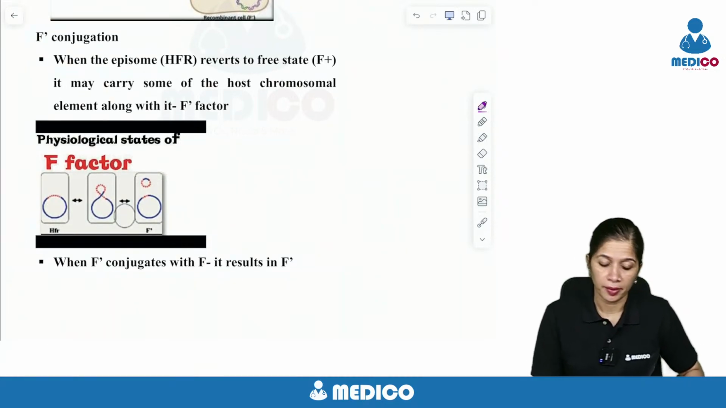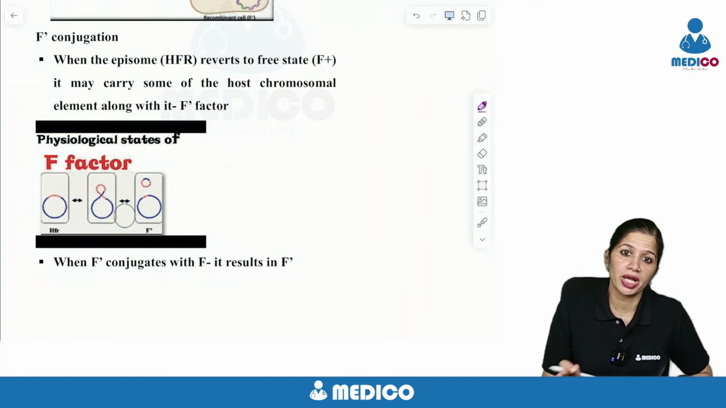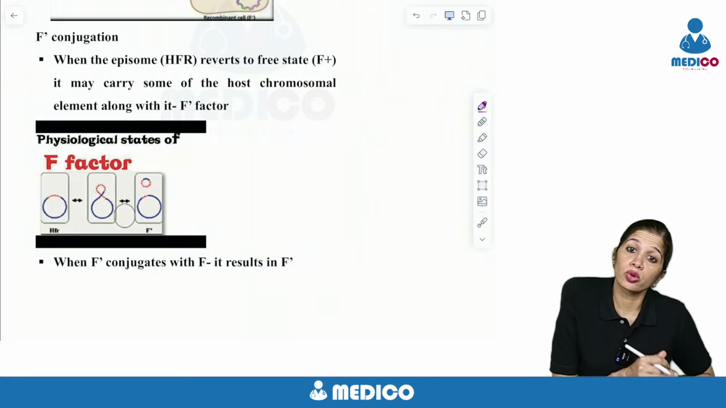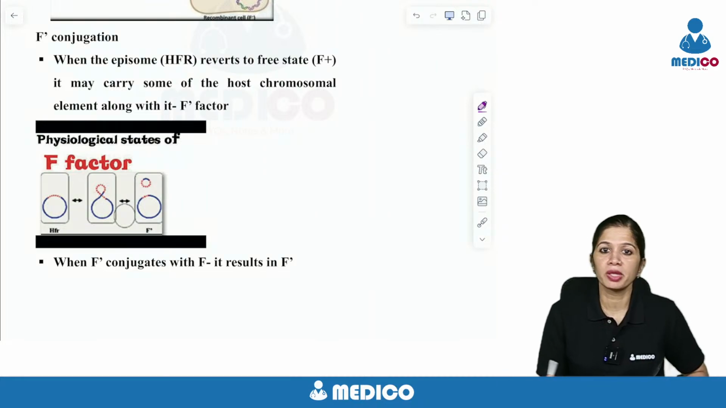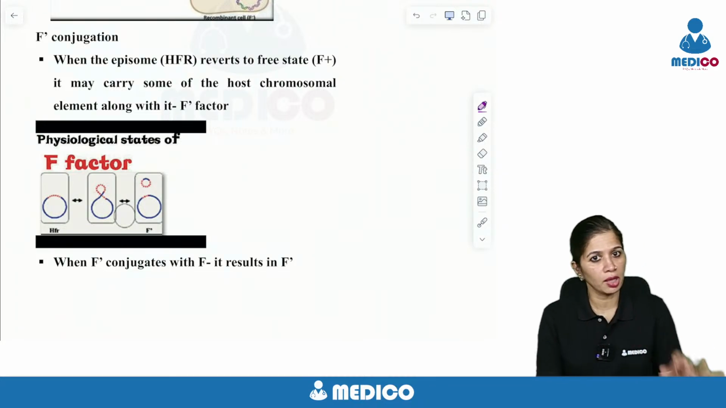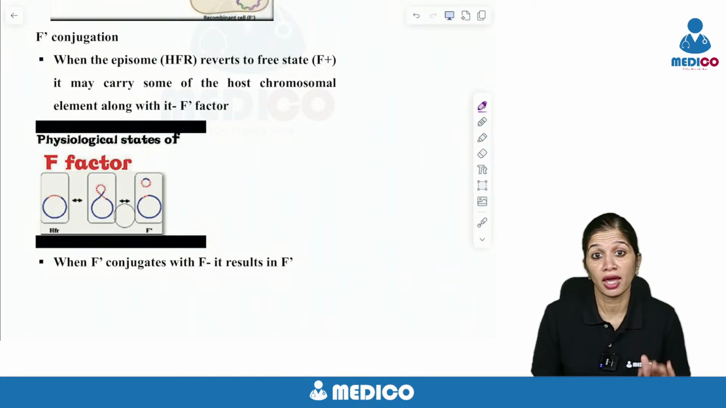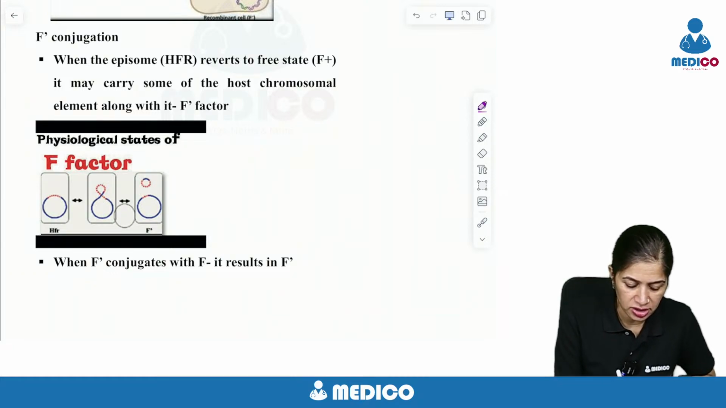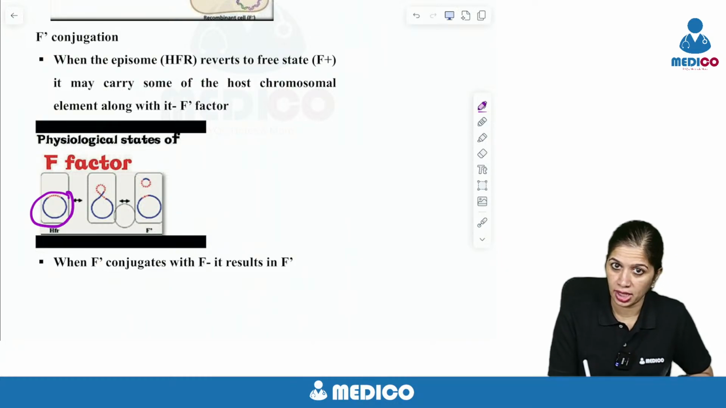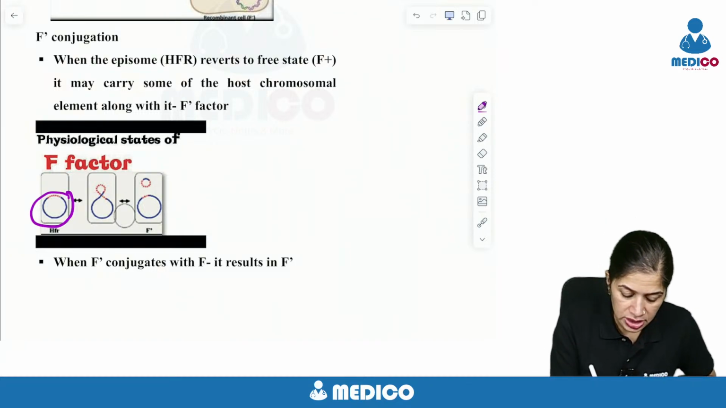So what is F prime? What happens when this HFR cell reverts back into the F plus cell? Some of the host chromosomal genes also go back with the episome and become the plasmid. So you have to imagine the plasmid became an episome. When the episome became a plasmid, it took some of the chromosomal genes along with it. Okay. So here you can see that this is an HFR cell here. Then that will subsequently undergo a change and again become a plasmid only. And here you can see some blue.